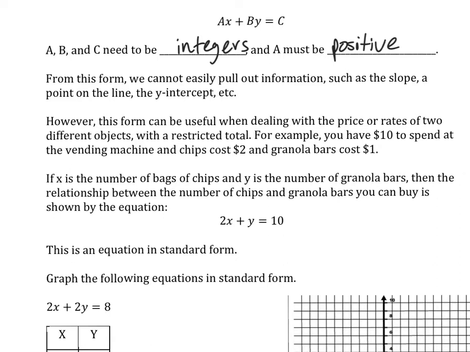It shows us we have $2 times the number of bags of chips, plus $1 times the number of granola bars, and we can only equal up to $10 because that's how much money we have to spend. We'll talk more about that later. This is just to help illustrate standard form and why you might want to use it and how it could be helpful. Today what we really want to focus on is graphing equations in standard form.